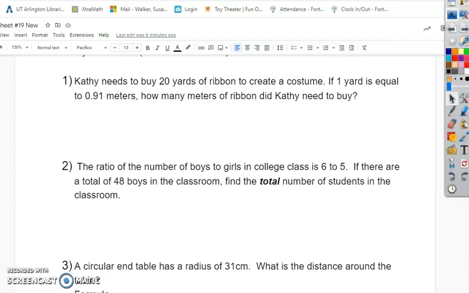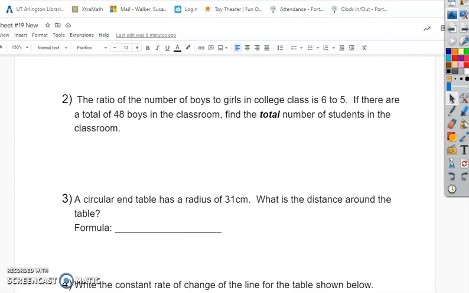Number 2, the ratio of the number of boys to girls. I've got to make sure I'm looking carefully. Boys to girls in college is 6:5. So this is important. This is boys to girls. I want to make sure I have that marked. If there are a total of 48 boys in the classroom, find the total number of students.